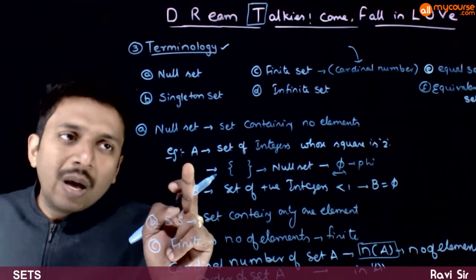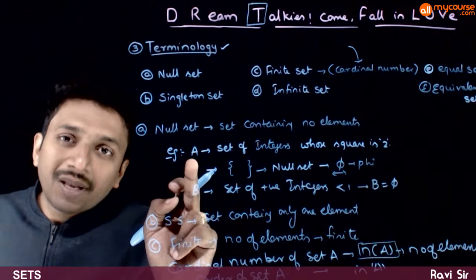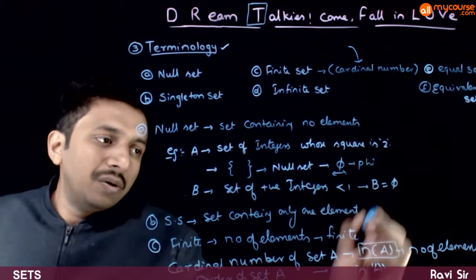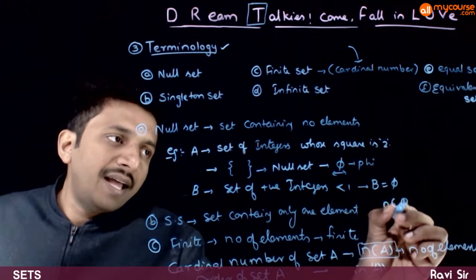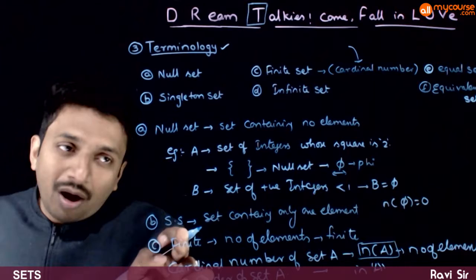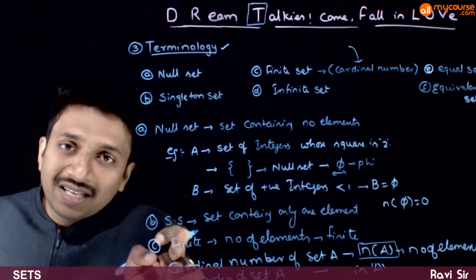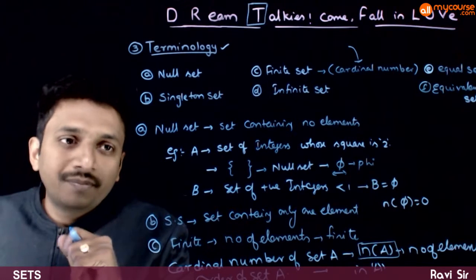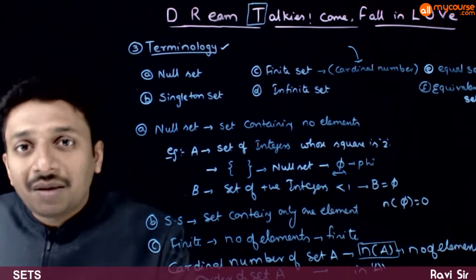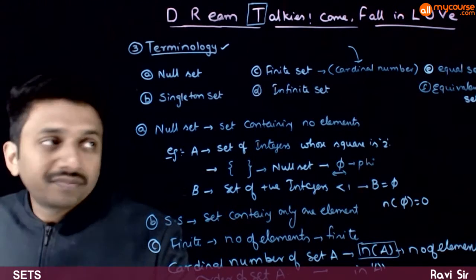So for example, what is n of null set? The number of elements in the null set is 0. So n of phi is nothing but 0. What is n of a singleton set? For a singleton set, n of A is equal to 1. So on. For a finite set, the cardinal number represents the number of elements in that particular set.